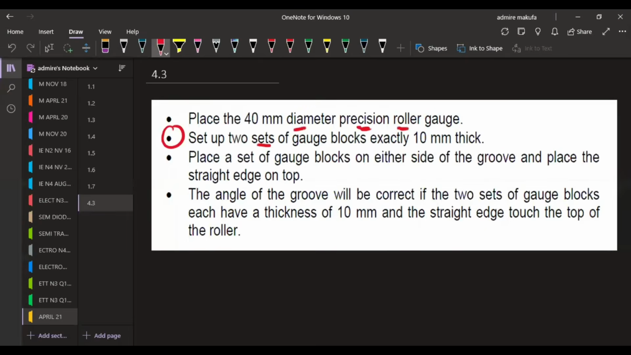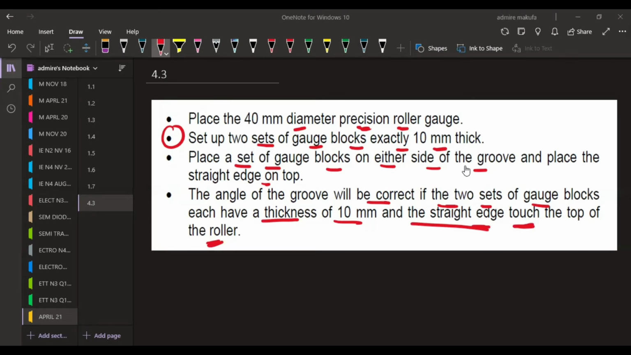Then you set up 2 sets of gauge blocks exactly 10 millimeters thick. Then place a set of gauge blocks on either side of the groove and place the straight edge on top. The angle of the groove will be correct if the 2 sets of gauge blocks, each having a thickness of 10 millimeters, and a straight edge touch the top of the roller. So this straight edge must touch the top of the roller. All right, so that's what we have there.